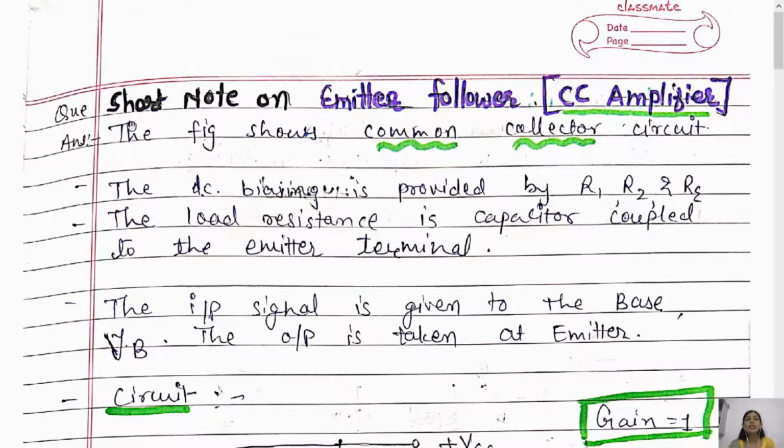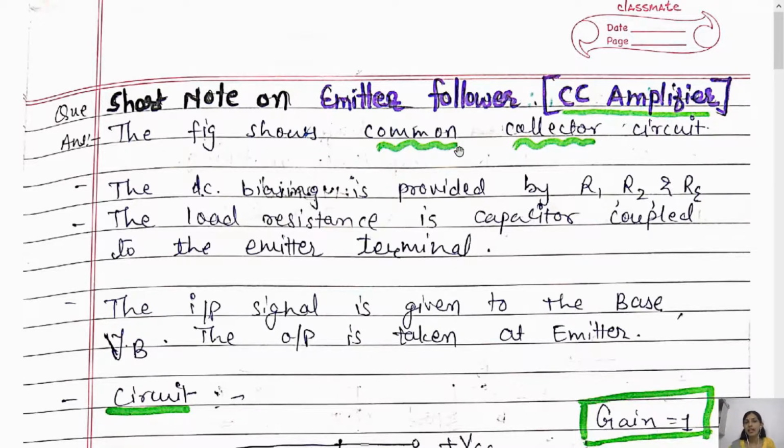The question may be asked: write a short note on emitter follower, right? This is another name of the common collector amplifier. That's the emitter follower. Why? That we will discuss in this topic today.